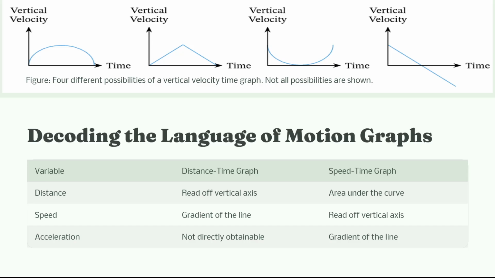To find the speed in a distance time graph, you have to find the gradient of the line. To find the speed in a speed time graph, just read off the vertical axis. Unfortunately, in a distance time graph, acceleration is not directly obtainable. However, in the speed time graph, you can find acceleration by finding the gradient of the line. Note that the gradient is the same as the slope.